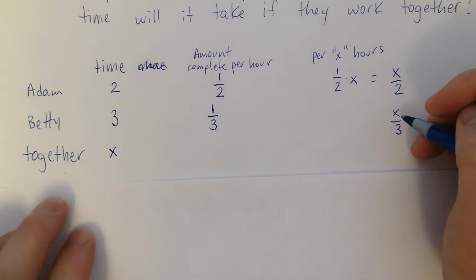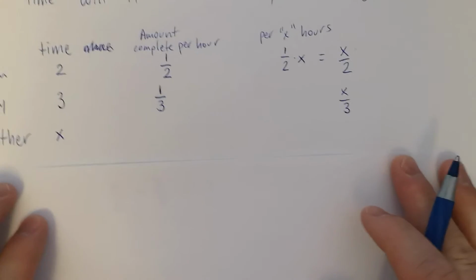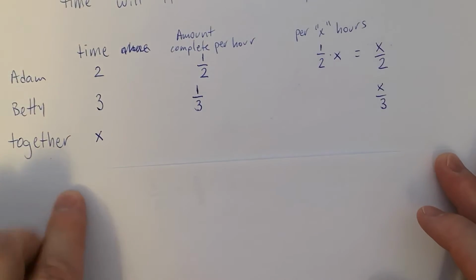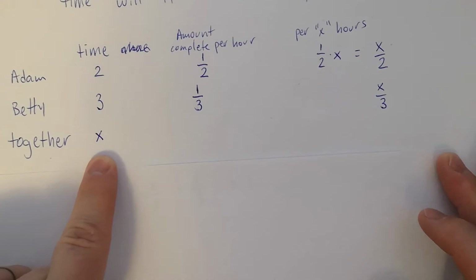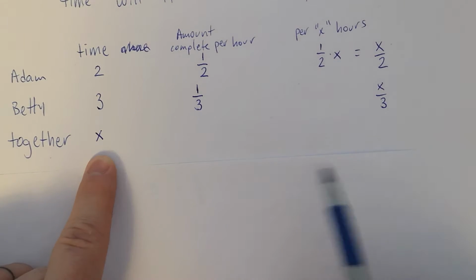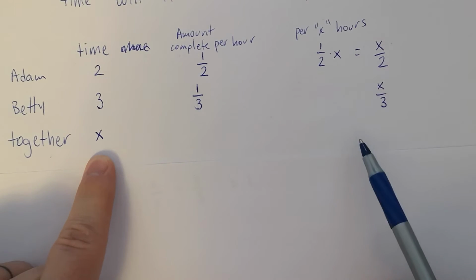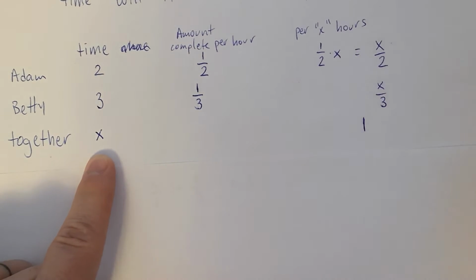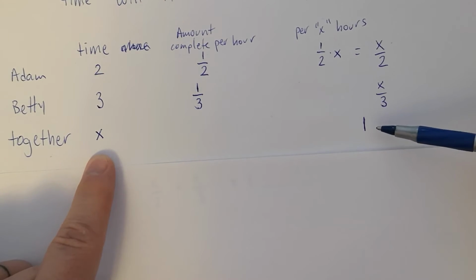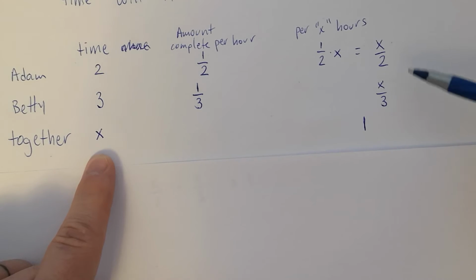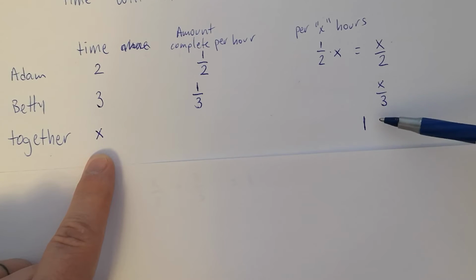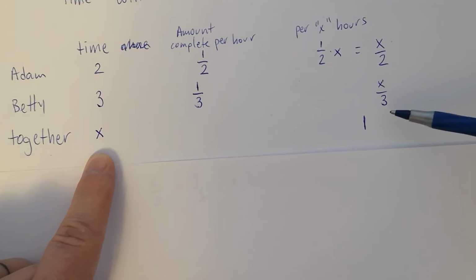Now, here's where it gets good again. They're working together. It takes X hours to paint the room. That's what we're going to find. So how many rooms have they painted together in X hours? 1. That's when they're done. So in X hours, Adam can do X over 2, Betty can do X over 3, but together they can paint 1 room.